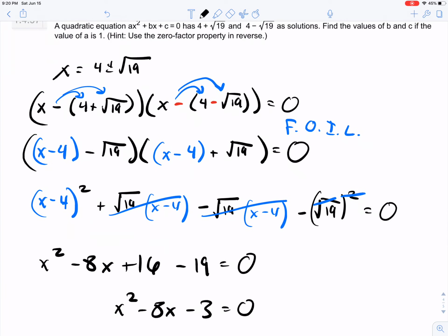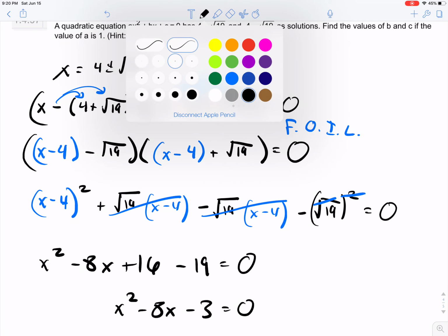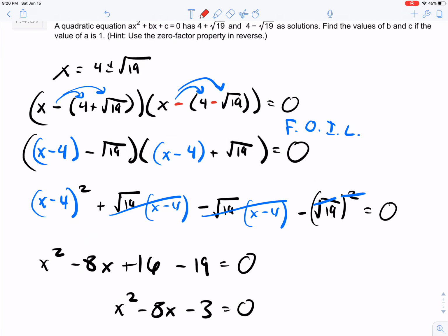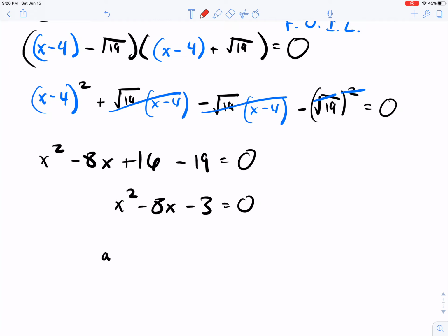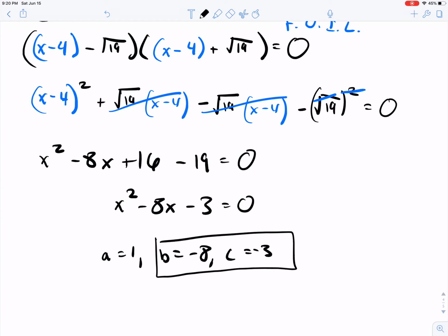The other thing that I actually left off: when we did the initial, usually there's an a there, but we're told that a equals 1, right? So the leading coefficient was a 1, so we're fine there. We were given that a was 1. It looks like the b should be negative 8, and c should be negative 3. Okay, so these were the two that we were asked to solve for.